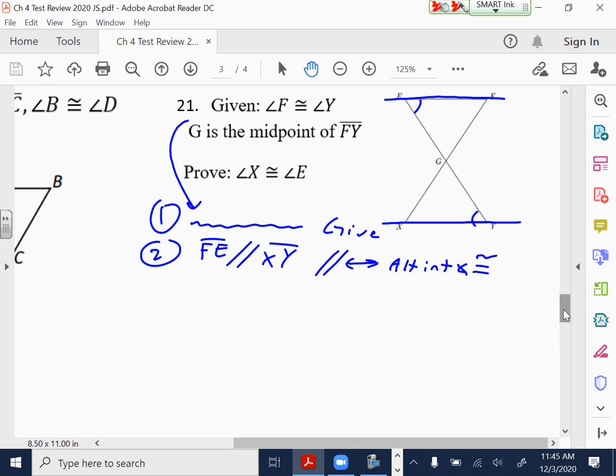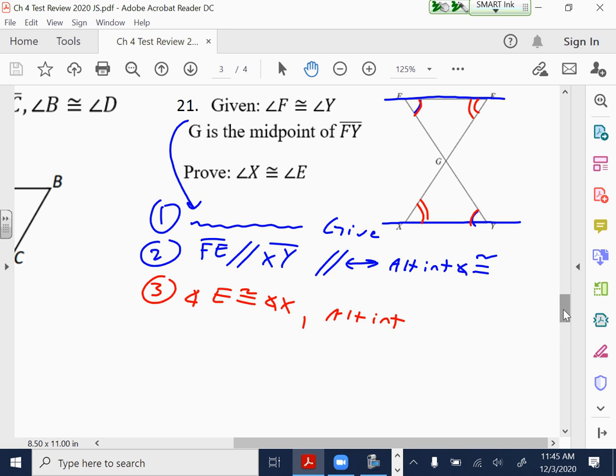So why does that help us? Well, that helps us because if we know those two lines are parallel, then we have to know these angles are congruent. So that means angle E is congruent to angle X. Same thing, alternate interior angles.